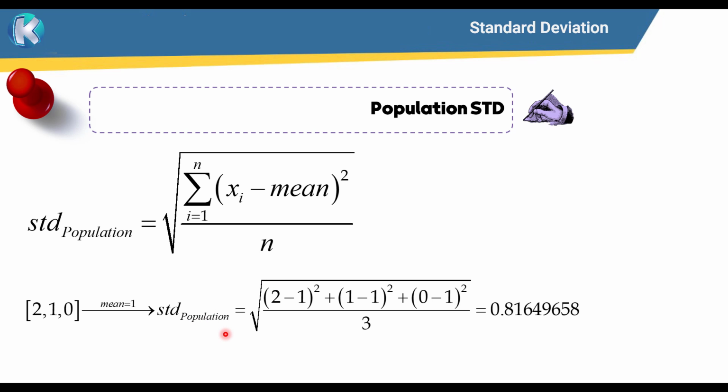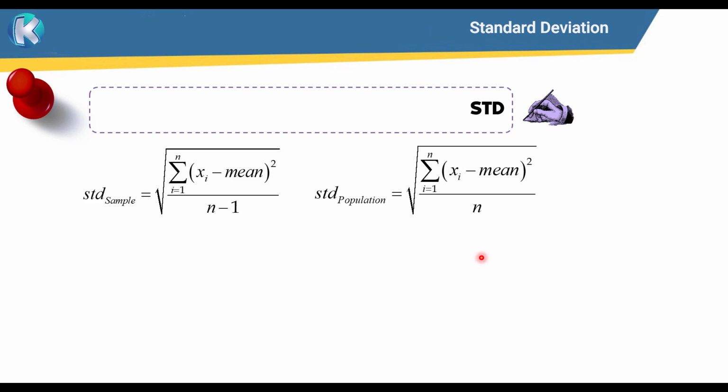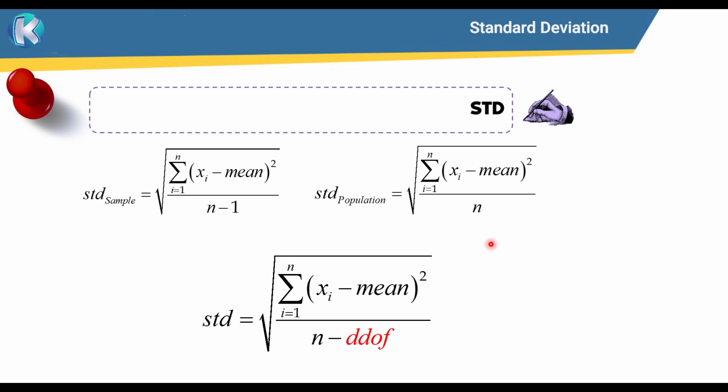And if we calculate the population standard deviation, you can see here is the result, which is different from the sample standard deviation. As you can see, here is the formula for sample standard deviation, and here is the formula for population standard deviation. The only difference is in the denominator.